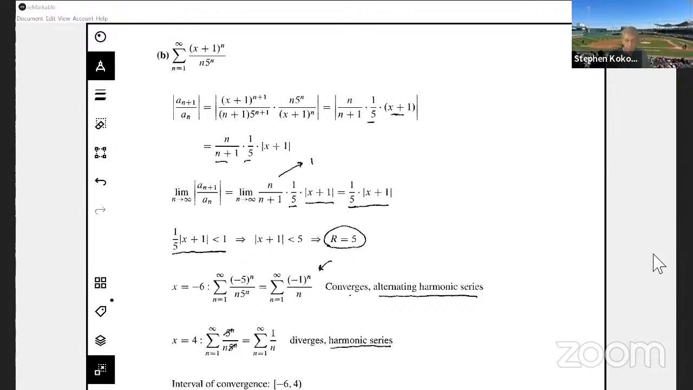And again, this would be acceptable to write. And so I believe here, remembering that this power series is centered at -1, the interval of convergence would be -6 closed to 4 open.